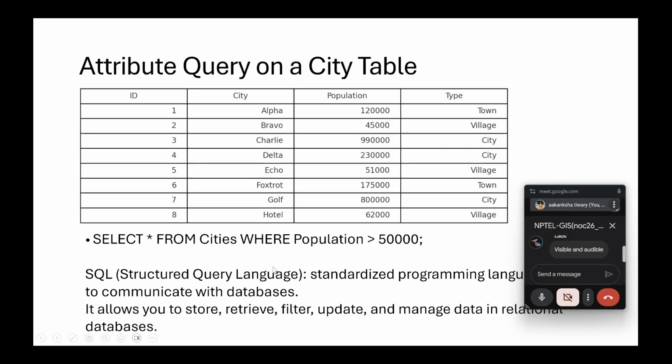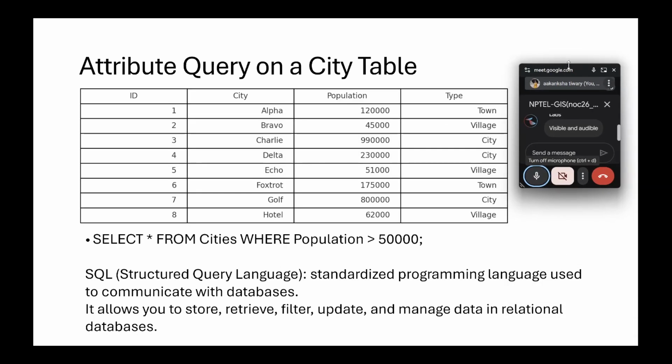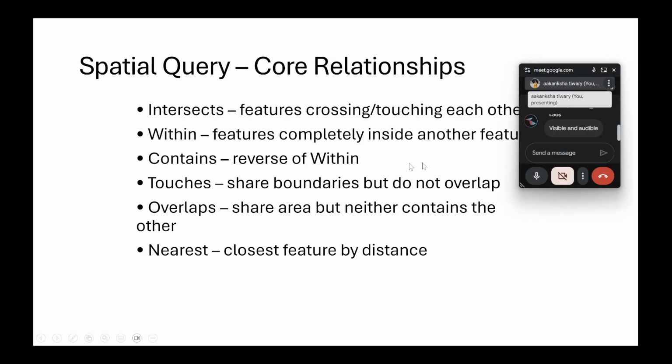Then we talked about attribute querying in detail. For doing attribute querying, you need to know the Structured Query Language. This is the language that you use to communicate with the databases. It is a standardized programming language used to communicate with the databases. In the last class we did how we can do attribute querying in QGIS. Now we'll move on to spatial querying.